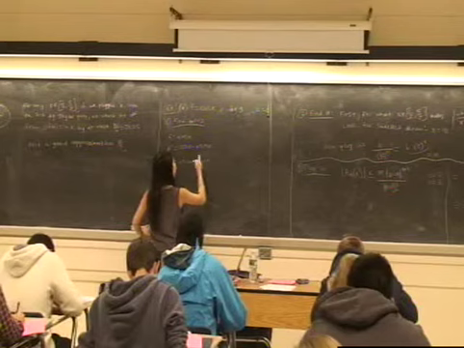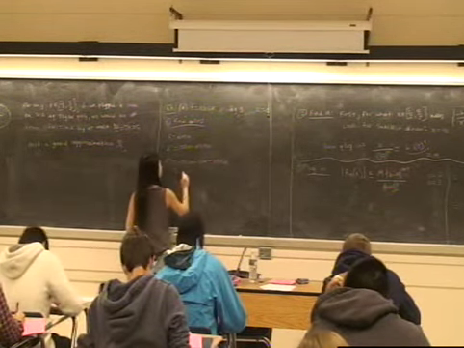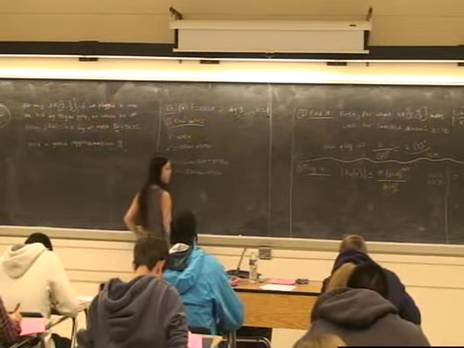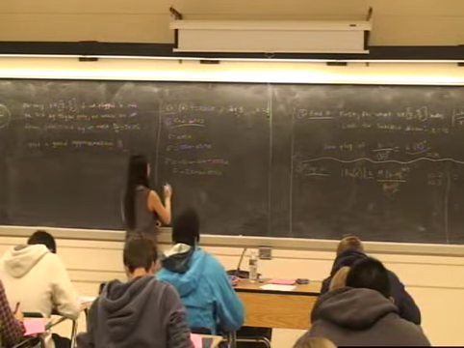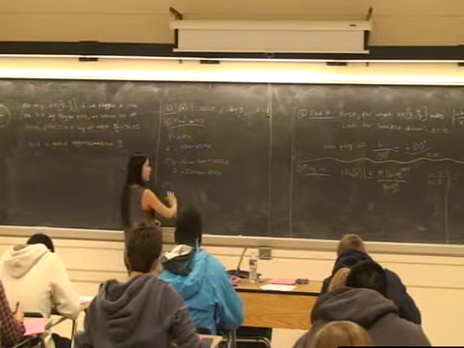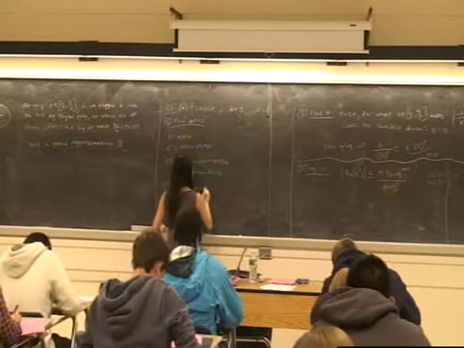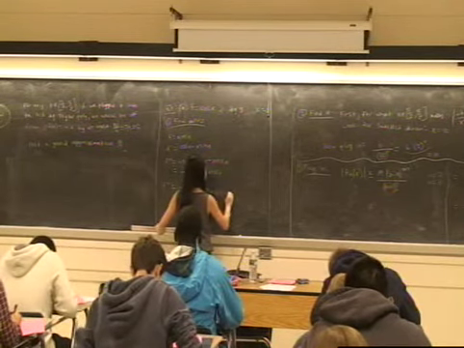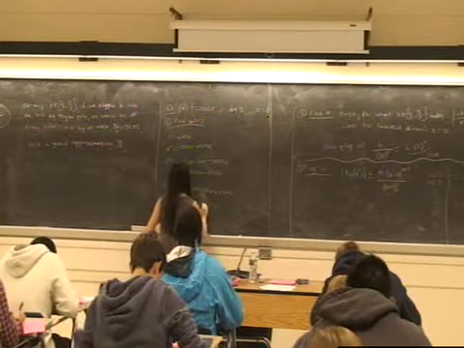minus x cosine x. Okay, so that becomes negative 2 sine x minus x cosine x. And now f triple prime, I take the derivative of that: negative 2 cosine x minus cosine x plus x sine x. And that simplifies to negative 3 cosine x plus x sine x.